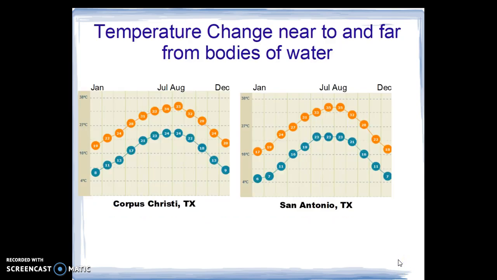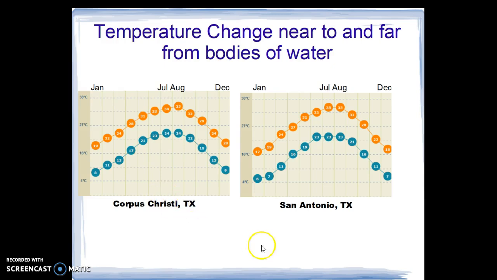Given that, let's look at the temperature change near to and far away from bodies of water. Corpus Christi, Texas is right on the Gulf of Mexico. San Antonio is inland. Corpus Christi is actually closer to the equator than San Antonio. We would expect it to be hotter in the summer.